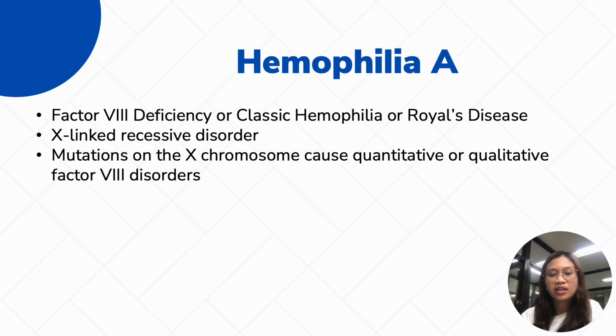Another inherited coagulation disorder is hemophilia A, also known as factor VIII deficiency, classic hemophilia, or Royal's disease. Interestingly, hemophilia A was actually the disorder of Queen Victoria's son. This is an X-linked recessive disorder. Certain mutations on the X chromosome cause quantitative or qualitative factor VIII disorders, leading to hemophilia A.